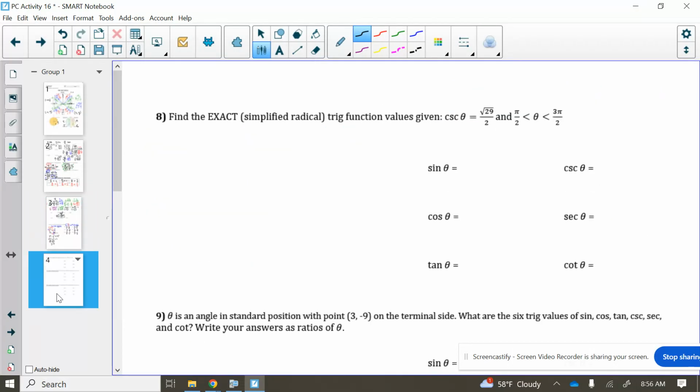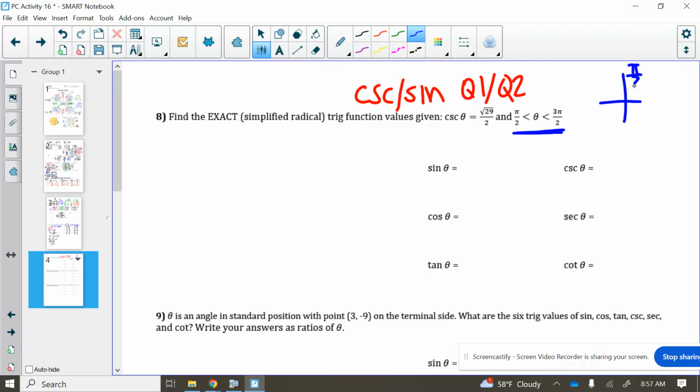Now, our next example is, again, going to ask us to start by figuring out which quadrant we are in. So if we have a positive cosecant value, that also means we would have a positive sine value, which happens in quadrant 1 or quadrant 2. And then the second part, they're telling us that we are between pi over 2 and 3 pi over 2 for our angle, aka quadrants 2 or 3. So this time the overlap, where both things are true, is again quadrant 2.